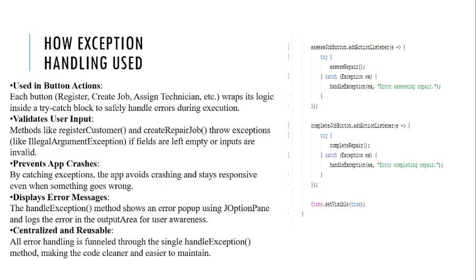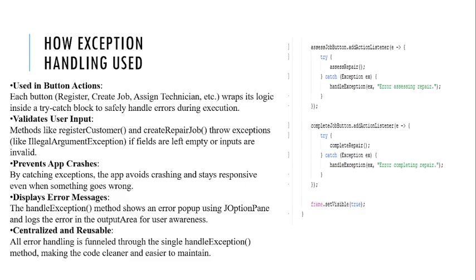Now coming to how exception handling is used. Here you can see the exception handling that is used in my code. Each button, register, create job, assign technician, wraps its logic inside a try-catch block to safely handle errors during execution. Validates user input. Methods like register customer and create repair job throw exceptions like illegal argument exception if fields are left empty or inputs are invalid.